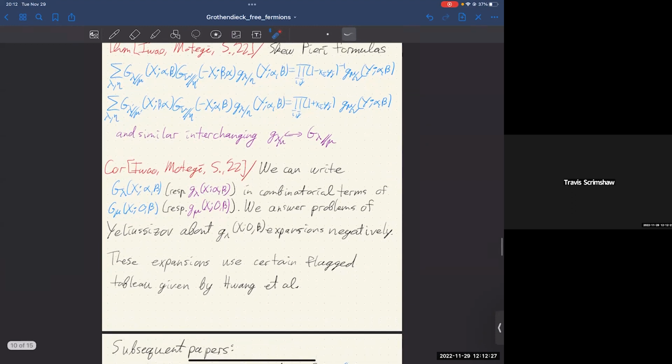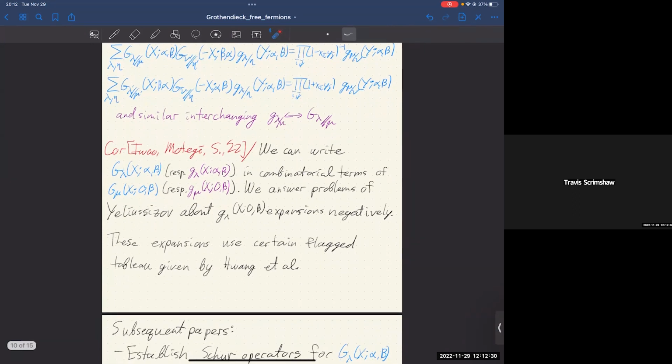And we can also answer a problem of Yeliussizov, where he was asking about how the expansion of the canonical Grothendiecks behaved when alpha was 0. And this was some kind of Kazhdan-Lusztig type properties that he was asking about. But it turns out that this is actually just completely false.